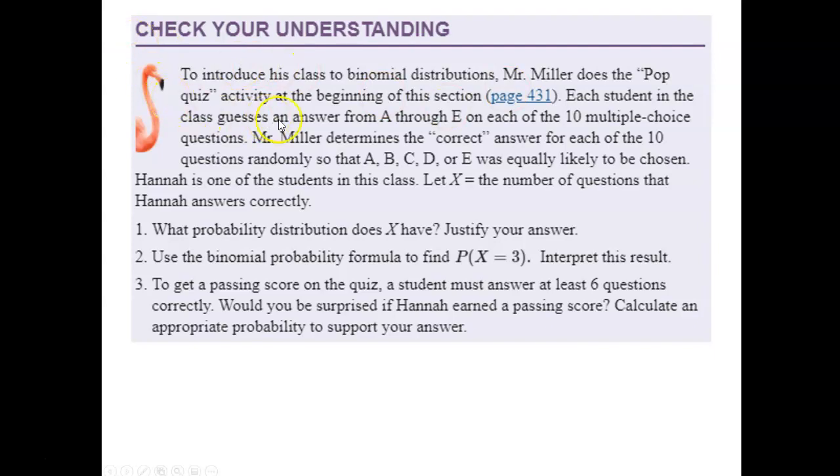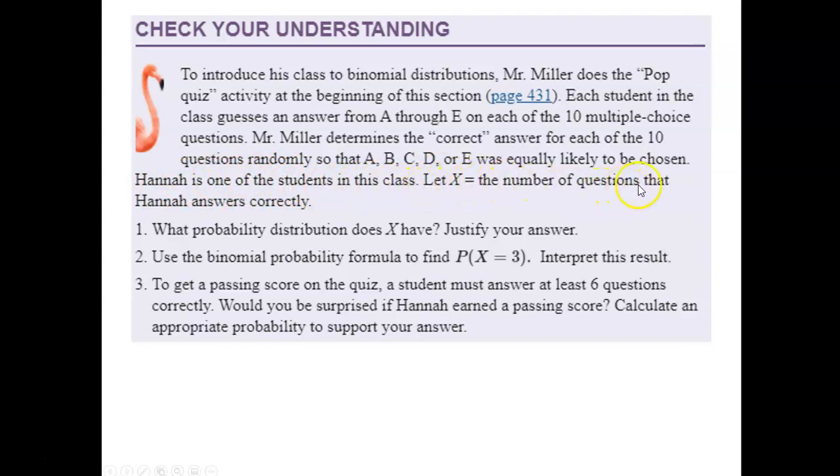All right, each student guesses an answer A through E on each of 10 multiple choice questions. Mr. Miller determines the correct answer for each of the 10 questions randomly so that A, B, C, D, and E are equally likely to be chosen. I know you guys think we put a lot of thought into like, oh, the next one is going to be B, the next one's going to be E. No, we usually don't. Hannah is one of the students in this class.